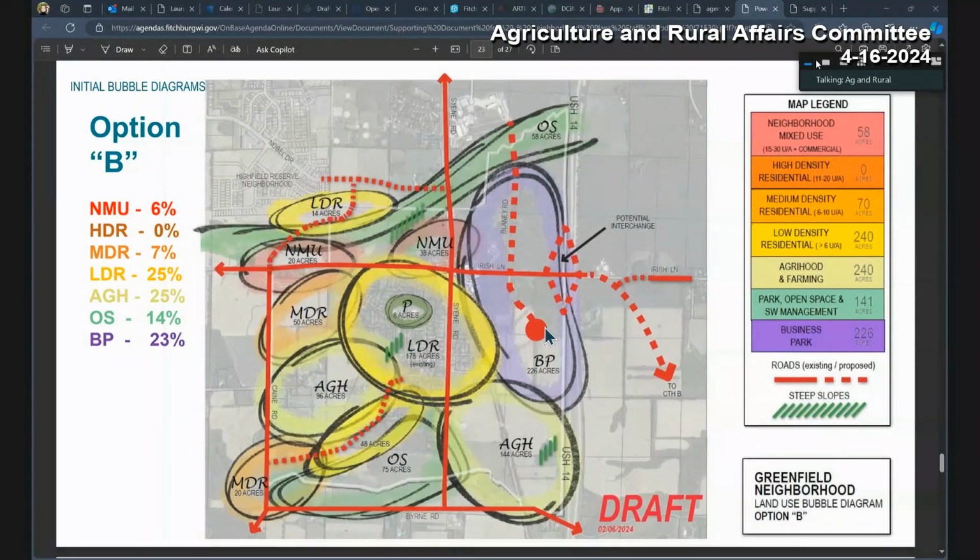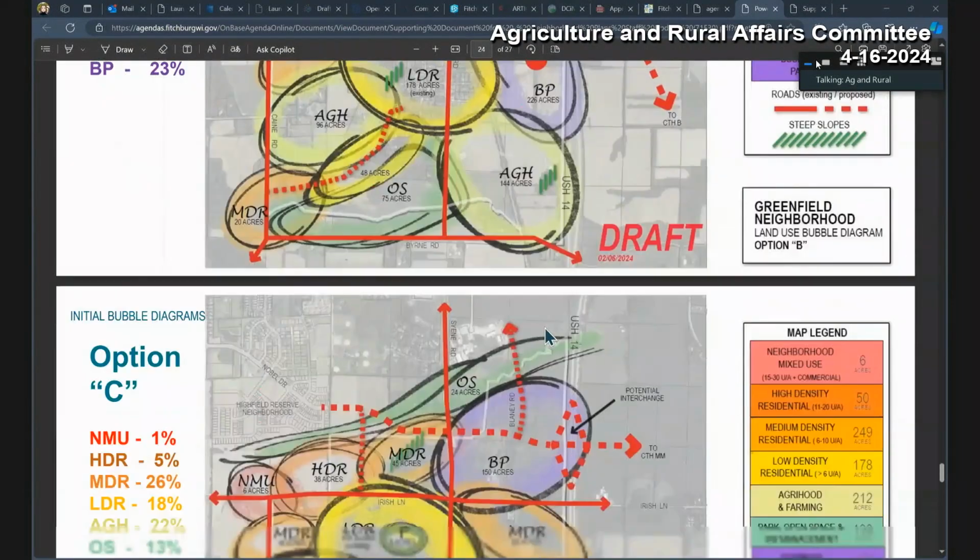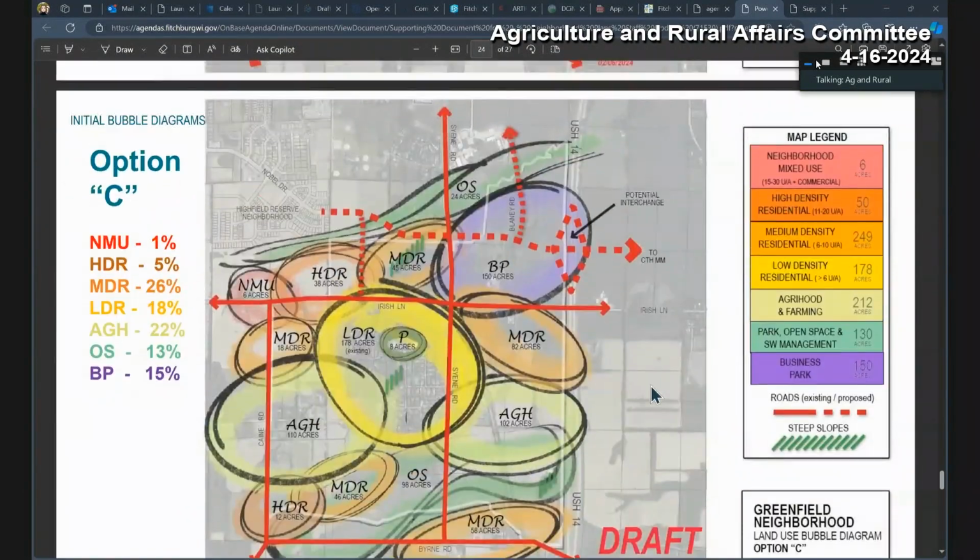And then this one, we have one more. We did 3 options for Greenfield in this case. The business park got a little bit smaller, but in this case, we're showing a potential interchange a little bit to the north.